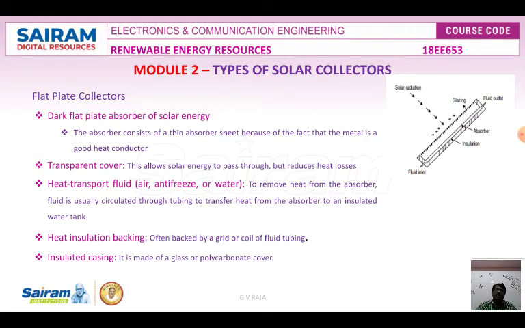Absorber means it collects the energy. The absorber consists of a thin absorber sheet. It may be aluminum, steel, or copper, or polymeric materials can be used. Such a kind of coating will be given to this plate, where the sun's energy will be absorbed.